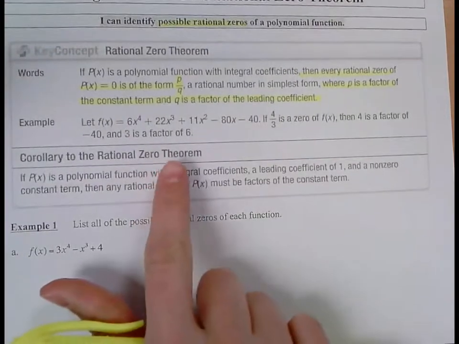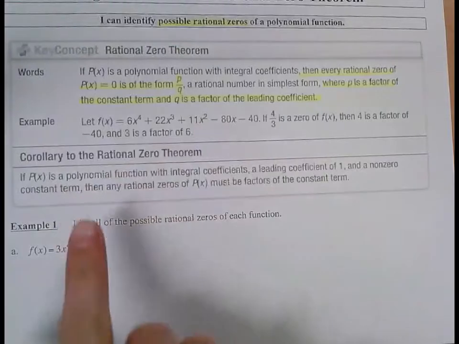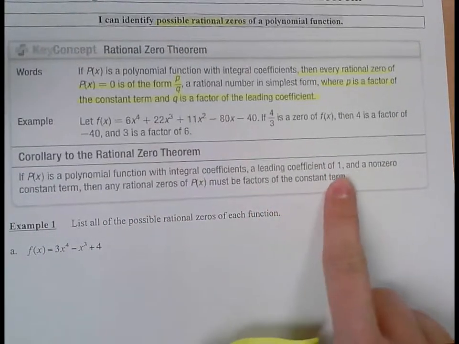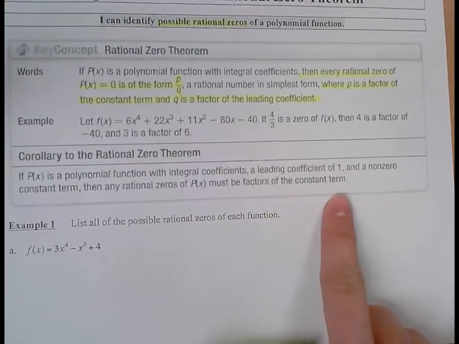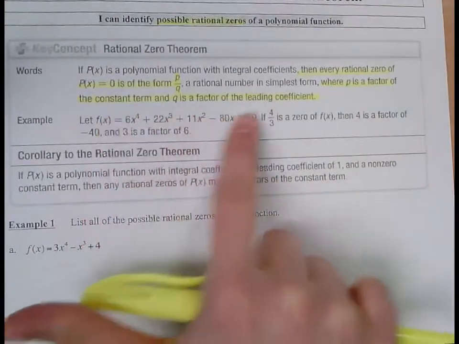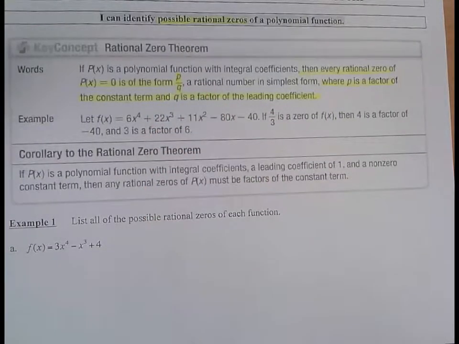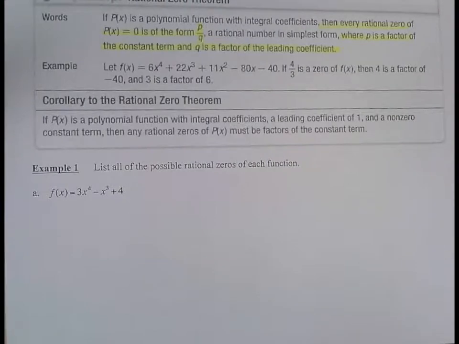And then the corollary to that theorem is just a special case, not necessarily anything different. This just says that if the leading coefficient is 1, then any rational zeros are factors of the constant term, because the factors of the leading coefficient are the denominator. If the denominator is just 1, then we know that fraction is just the whole number. So we're going to go through example 1 together so you can see how to use this.